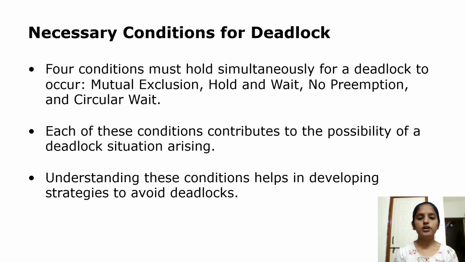Four conditions must hold simultaneously for a deadlock to occur: mutual exclusion, hold and wait, no preemption, and circular wait. Each of these conditions contributes to the possibility of a deadlock situation arising. Understanding these conditions helps in developing strategies to avoid deadlocks. So, for understanding the deadlock situations, we need to first learn about mutual exclusion, hold and wait, no preemption, and circular wait.